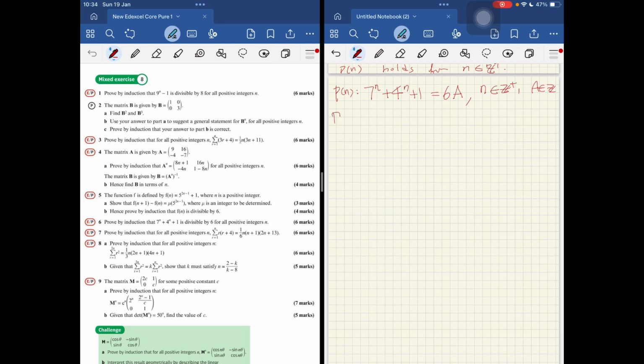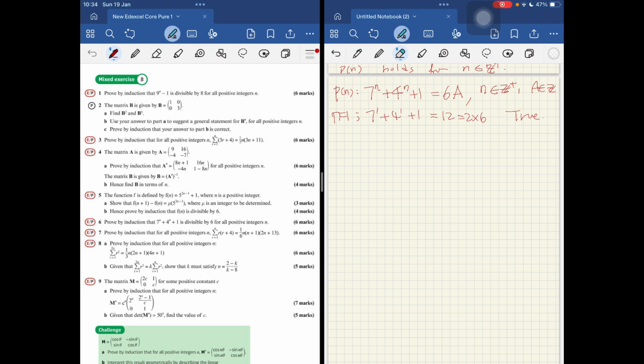So P1, n equals 1. 7^1 + 4^1 + 1 is 12, which is 2 times 6. Therefore, true. When it is divisible by 6, you need to express it as 6 times something. And you need to understand 0 is a multiple of all numbers, because if we have the answer 0, then 0 times 6 is 6 times an integer. So this is a multiple of 6.